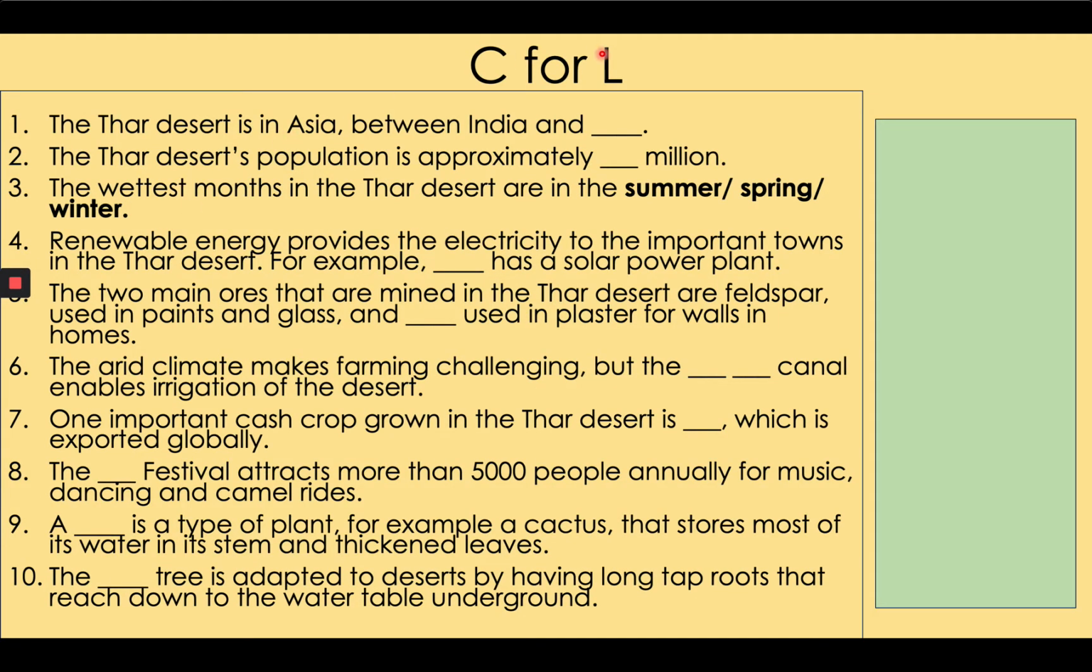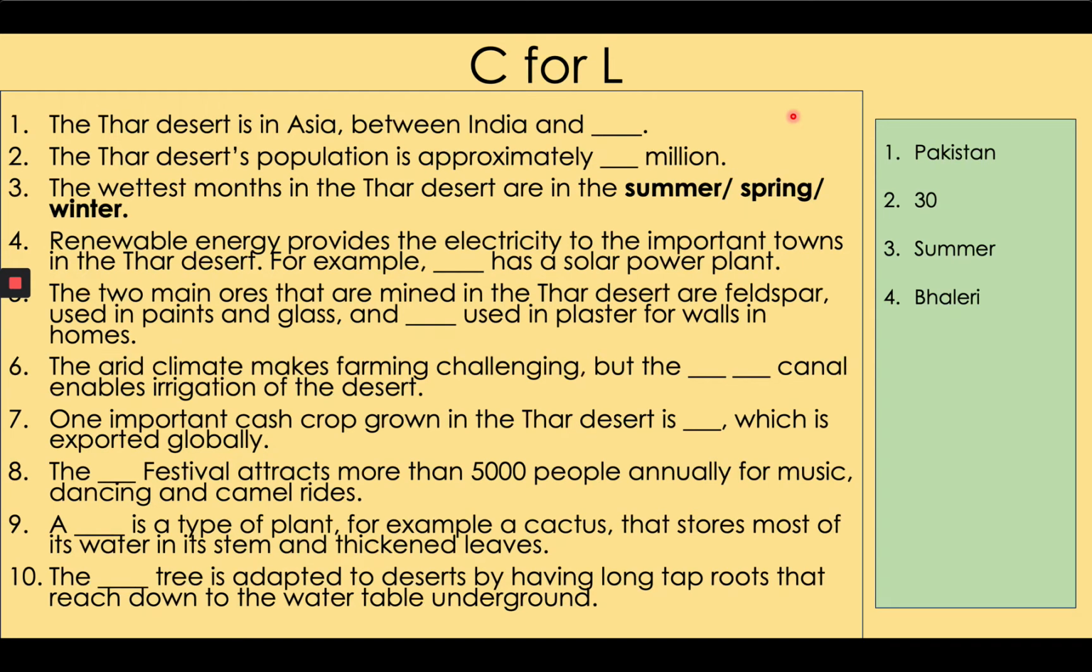Number 1. The Thar Desert is in Asia between India and Pakistan. 2. The Thar Desert's population is approximately 30 million. 3. The wettest months in the Thar Desert are in the summer. 4. Renewable energy provides the electricity to the important towns in the Thar Desert. For example, Beleri has a solar power plant.